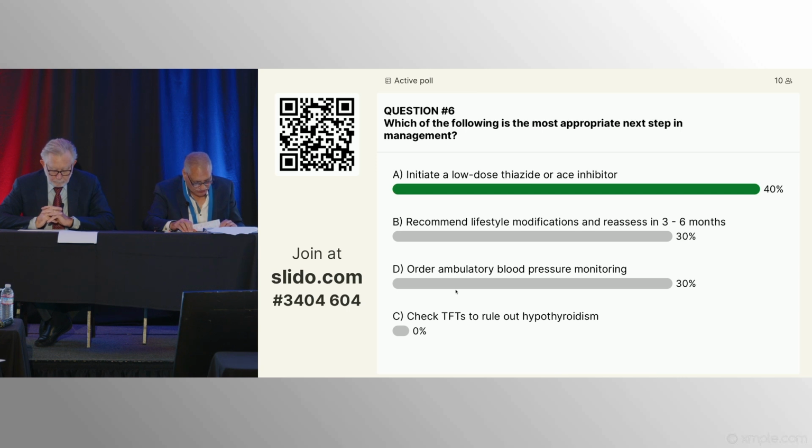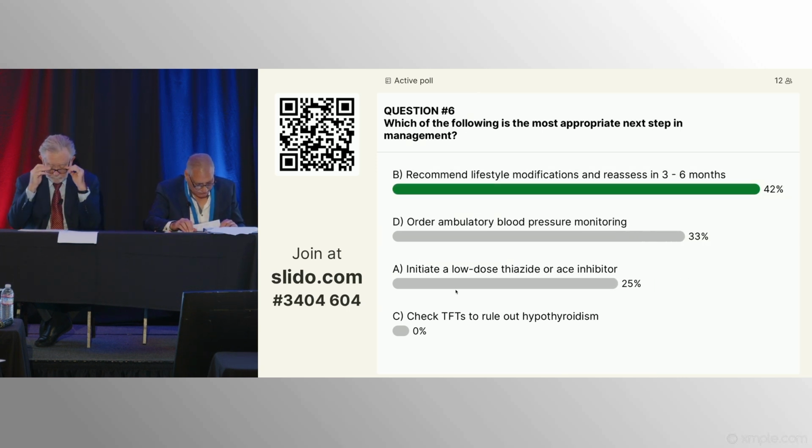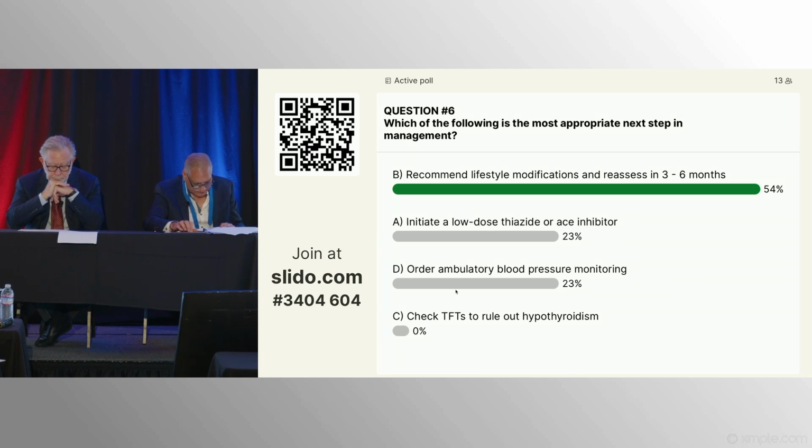A, initiate a low-dose thiazide or ACE inhibitor. B, recommend lifestyle modification and reassess in 3 to 6 months. C, check TFTs to rule out hypothyroidism. D, order an ambulatory blood pressure monitor.